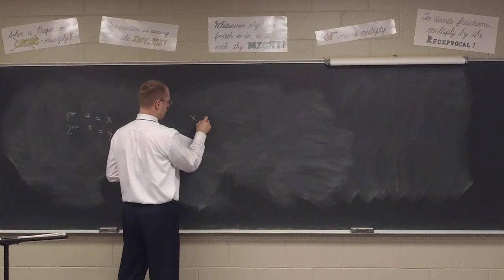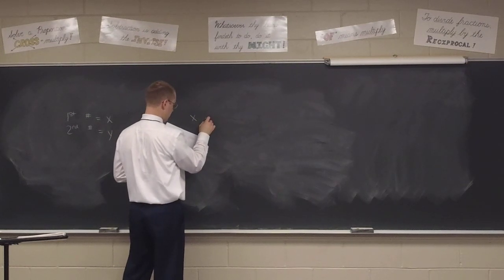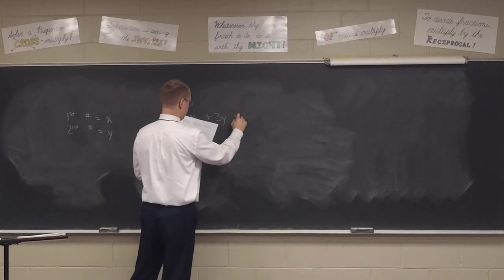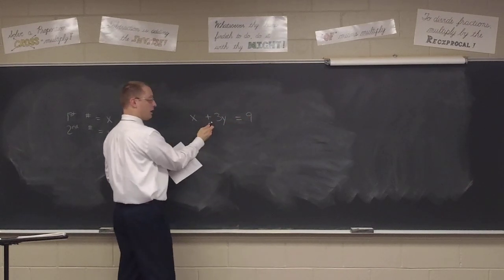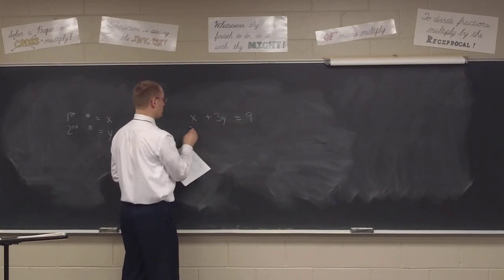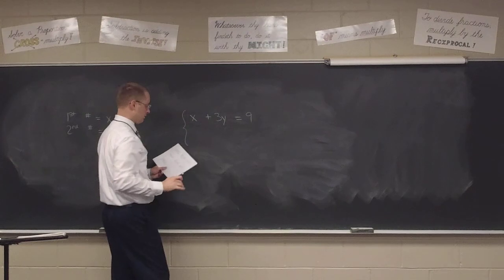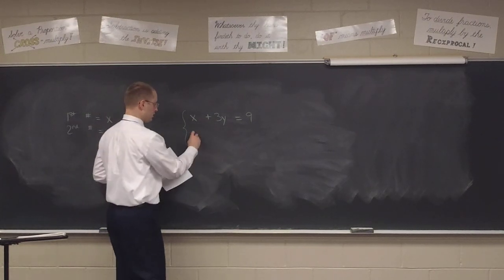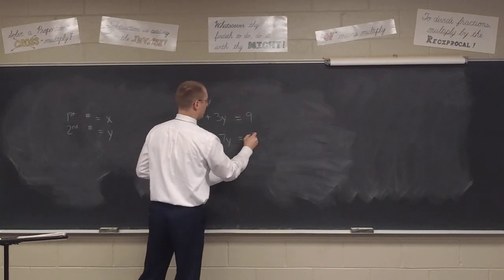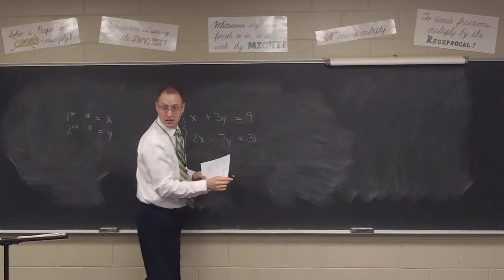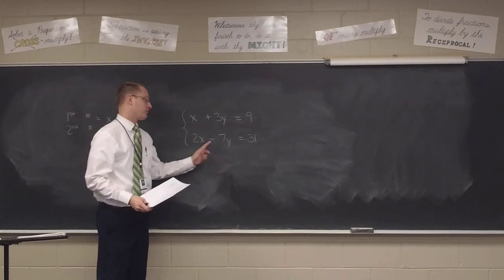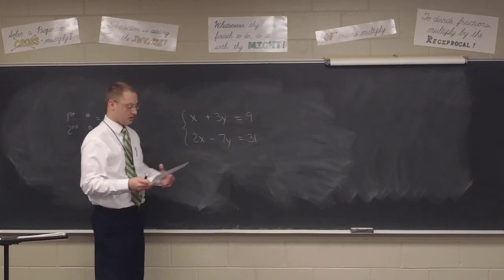x plus 3y equals 9. There we go. The sum of a number and 3 times another number is 9. Your second equation now. 2x minus 7y equals 31. Equals 31? Yeah. Sounded like you said 3y. All right, so 2x minus 7y equals 31. The difference of twice the first and 7 times the second is 31.